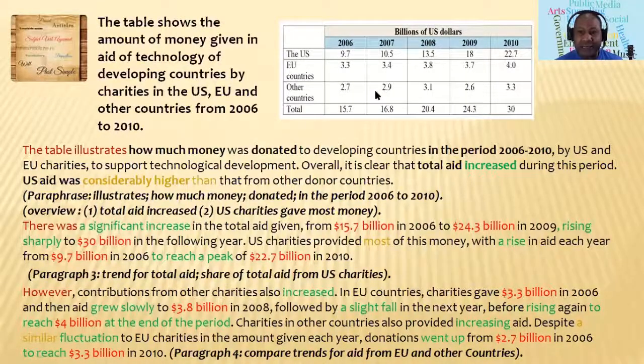So here is our table. Looking at it, we can see it's billions of US dollars. It has countries and regions. So we have US, we have EU countries, which is a group, and other countries as a group. Then we have a total. So these all add up to a total. Then we have a series of years.